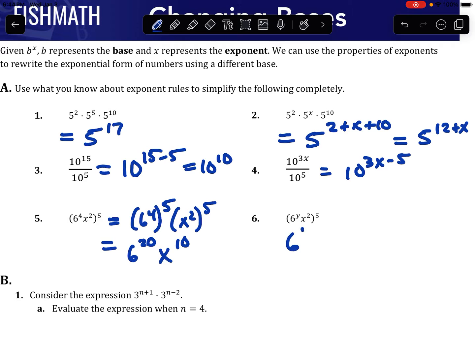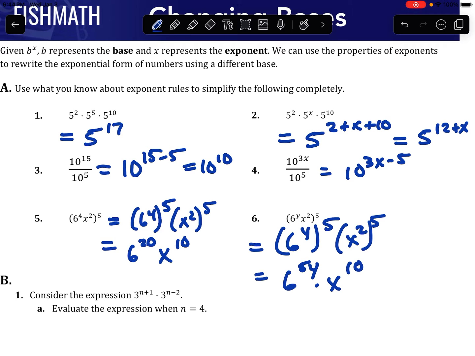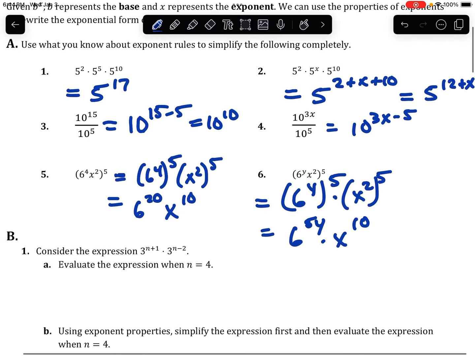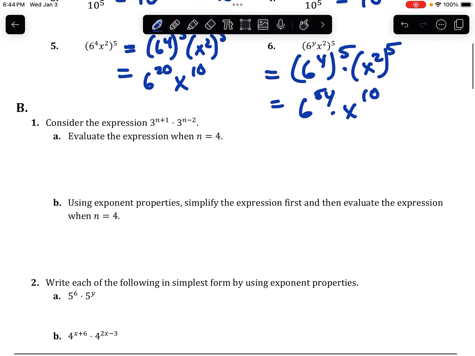Over here, same idea. We're going to give everybody that fifth power inside. And then we're going to do that power rule again. We're going to multiply the exponents. It becomes 6 to the 5y, and then x to the 10. And these are being multiplied. So we're just going to use a lot more variables in our exponents here.